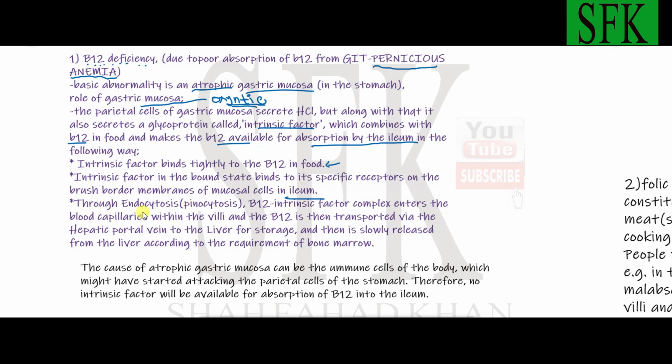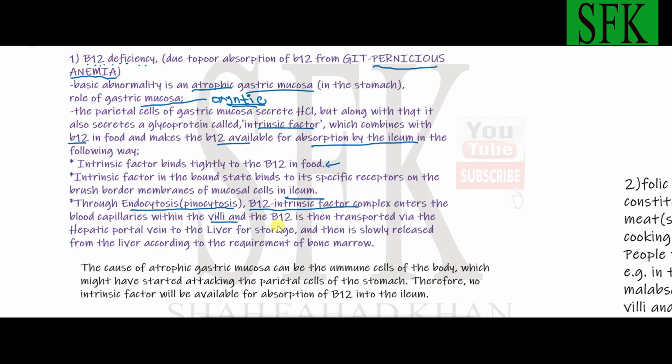Okay, after they bind to the receptors, endocytosis of this complex occurs. Specifically, a pinocytosis of this complex occurs, and this pinocytosis takes this complex into the intestinal cells, and then the B12 intrinsic factor complex enters the blood capillaries within the villi. Basically, beneath the microvilli and within the villi, there are blood capillaries, and into the bloodstream of the blood capillaries, this complex moves after passing into the cells of the intestinal mucosa.